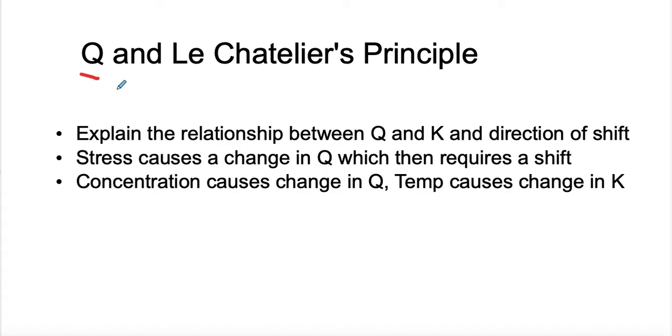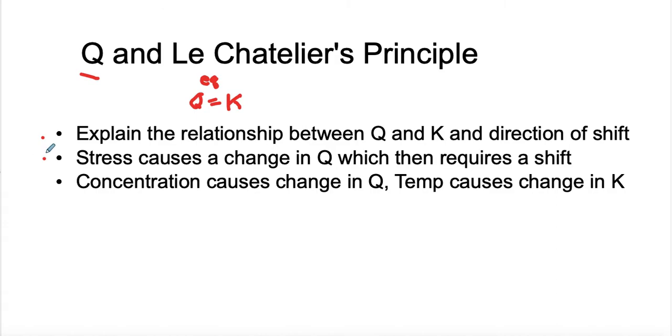All right. Your Q value and Le Chatelier. When you add a stress, your Q changes, and it's no longer at equilibrium. Remember, Q will equal your K at equilibrium. If you add a stress, it's either going to change your Q or it's going to change your K. And it will force a direction shift. So if Q becomes less than K, then you're going to need to shift it to the right. If Q becomes greater than K, then you're going to need to shift it to the left. So the Q and Le Chatelier's are connected, and you need to be able to explain that connection.